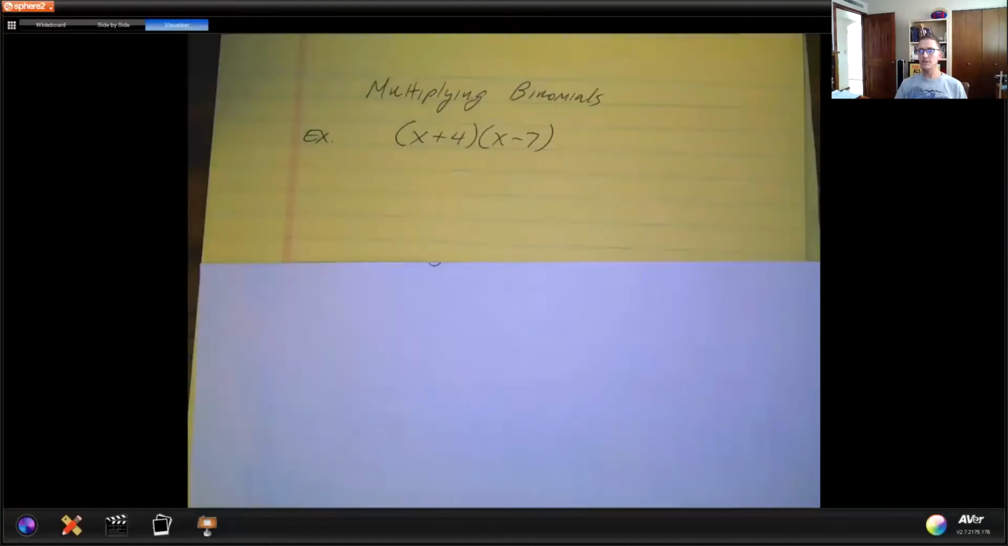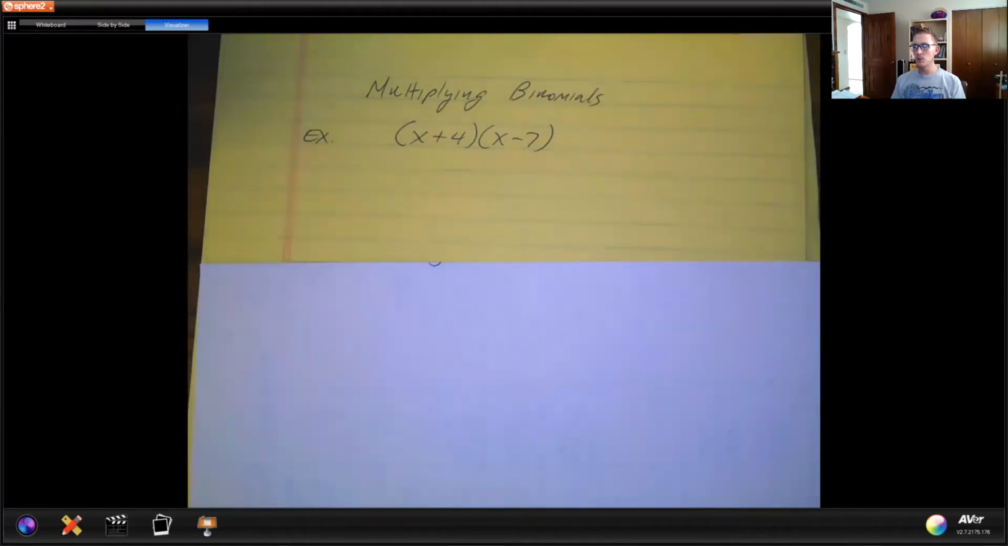And I'd like you to look at the first example for our multiplying binomials, x plus 4 in parentheses times x minus 7 in parentheses. I just want you to pause this for a moment and think about what the answer is, or at least what you believe the answer is. And then we'll talk about what the process is for solving this. So go ahead and pause and consider the answer, and then we'll take a look at it.